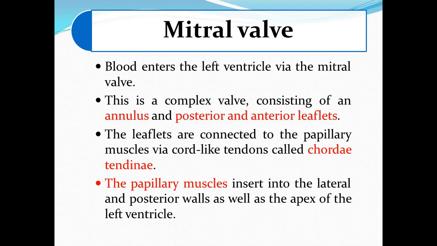The mitral valve is the valve between the left atrium and left ventricle. Now the blood is going from the left atrium to the left ventricle. This is the bicuspid valve. It has two cusps. It also has an annulus. The leaflets of the mitral valve are connected to the papillary muscles via cord-like tendons called the chordae tendineae. This structure sometimes cannot be seen on the images.